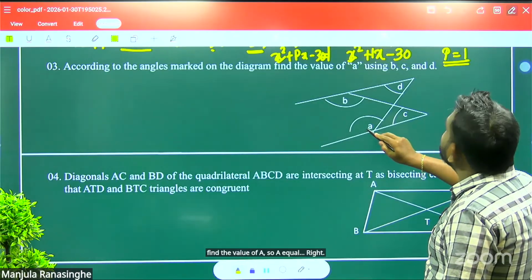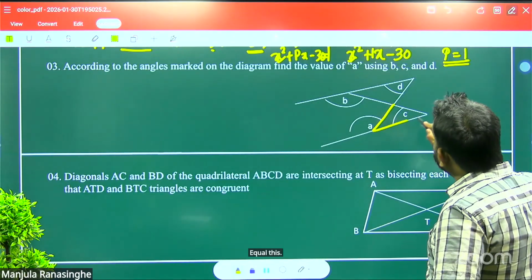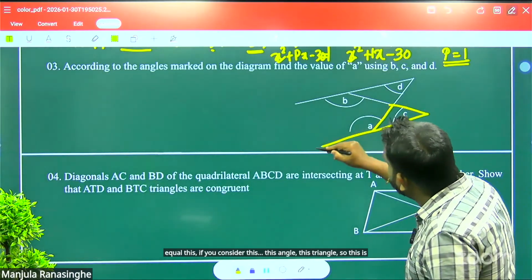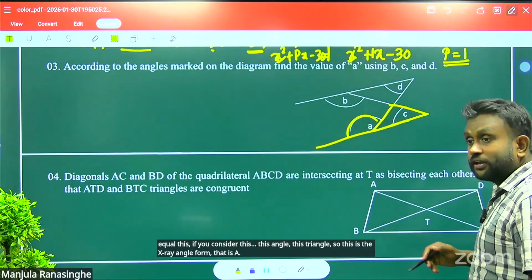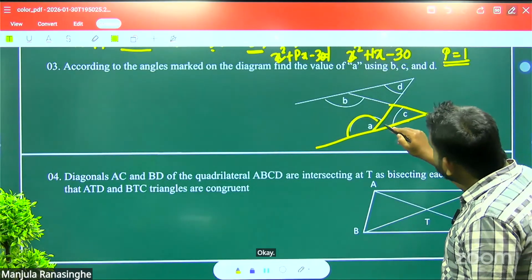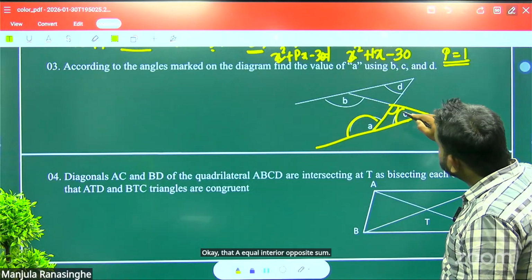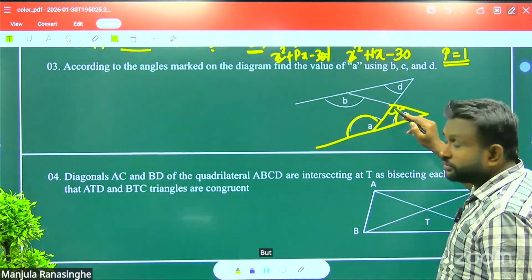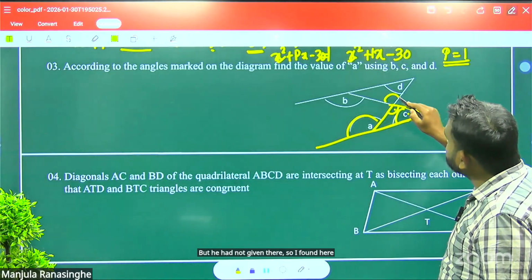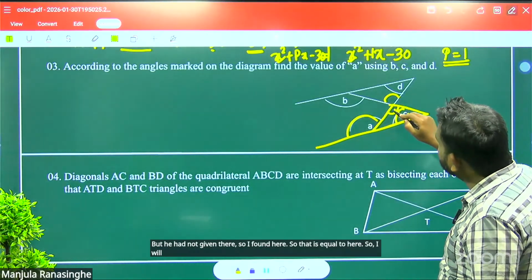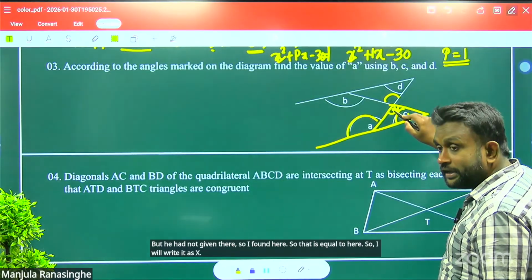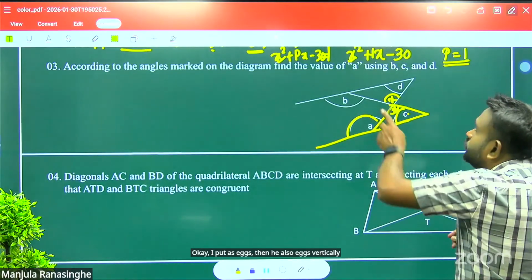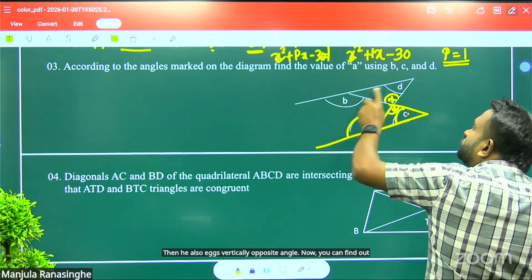If you consider this triangle, this is the exterior angle, that is A. A equals the sum of the interior opposite angles, but those are not given here. So I will write this angle as x, and then here also x, vertically opposite angle. Now you can find x in terms of B and D.